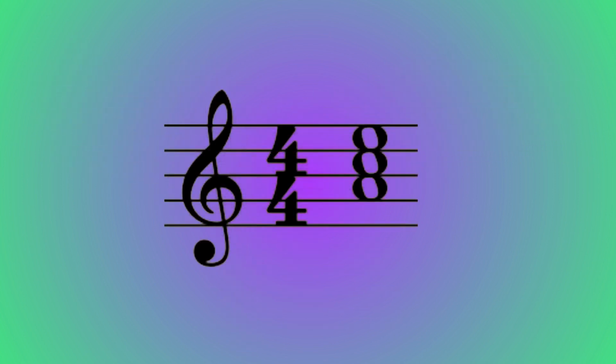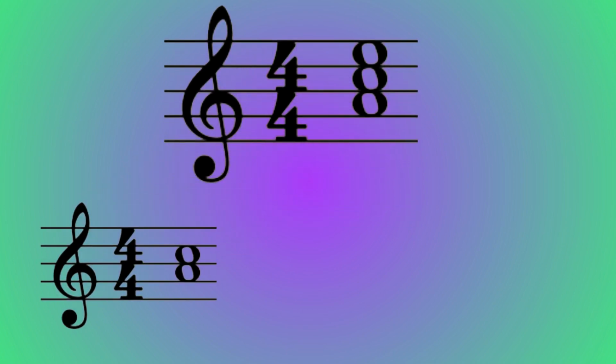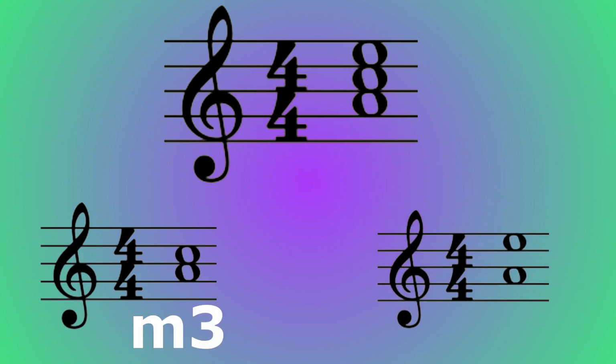If I play the notes A, C, and E, it sounds like this. This is a minor chord. Let's analyze the distance between the notes. Between A and C is 3 half steps, which is a minor third, and between A and E is 7 half steps, which is a perfect fifth. These distances will always make a minor chord.